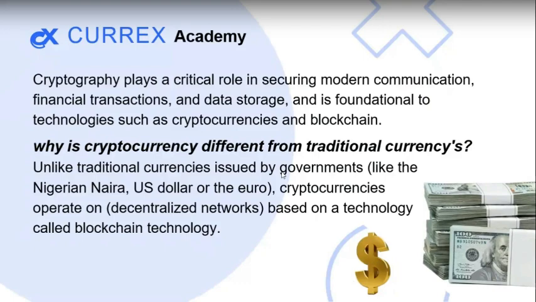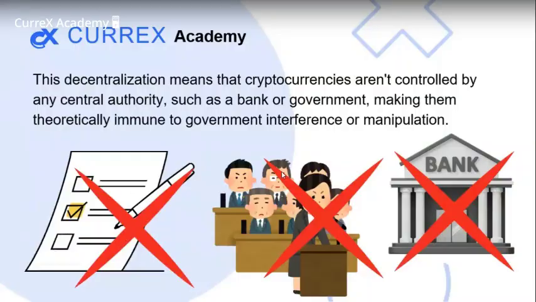As we go further, we can see that decentralization means that cryptocurrencies aren't controlled by any central authority, such as banks or governments, making them theoretically immune to government interference or manipulation. So I think we've talked about this, meaning no one can manipulate it. You are on your own. Whatever happens to your asset, you'll be held accountable. So you can't hold anyone accountable.